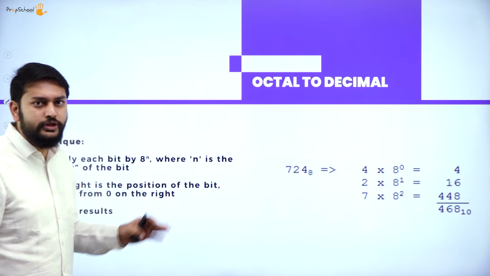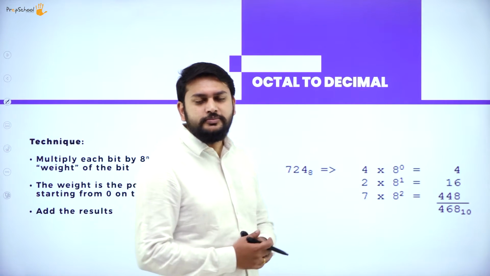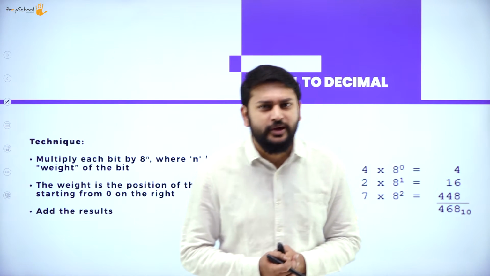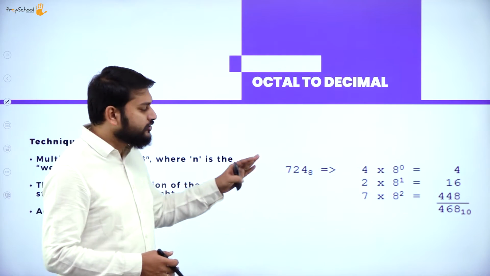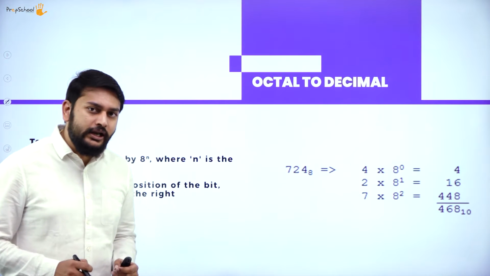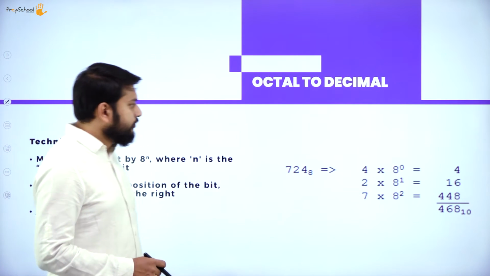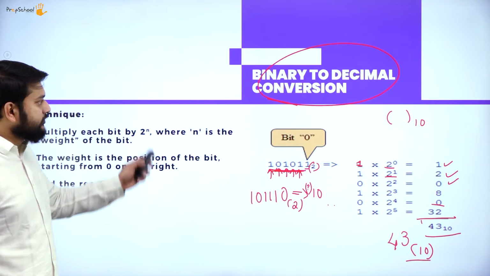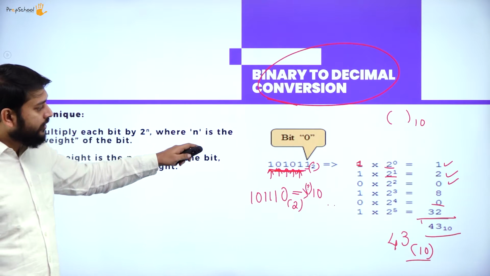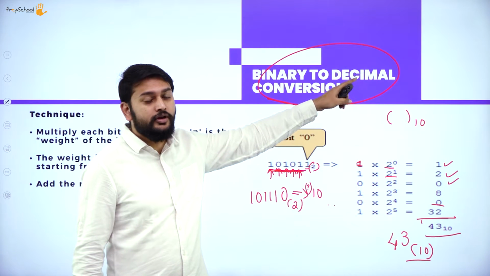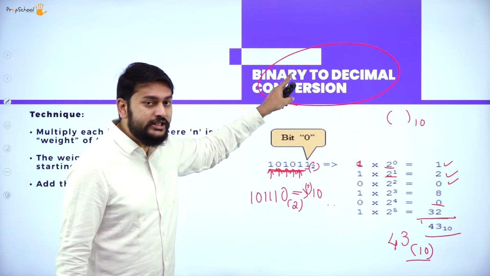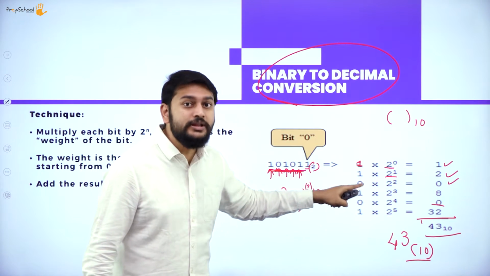I have octal to decimal. How do I do this? What is the method that I have to implement? Please understand, it's very important and it's very easy. What did we do in the previous method? Binary to decimal. I'm converting binary to decimal. Please understand this method.